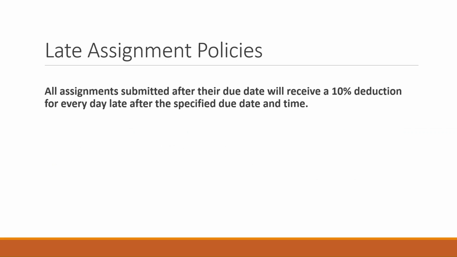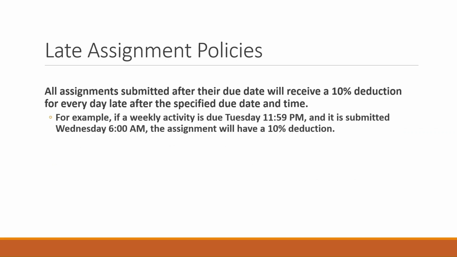I do allow late assignments, as I discussed earlier. It's dependent on when the due date was. Every next 24 hours that you turn something in late, there's a 10% deduction for it. For example, let's say you have a weekly activity. It's due Tuesday at 11:59 p.m. You missed the due date. You get up early in the morning, Wednesday, 6 a.m., and you turn it in. That's within 24 hours of being late. So that's going to be a 10% deduction right there.